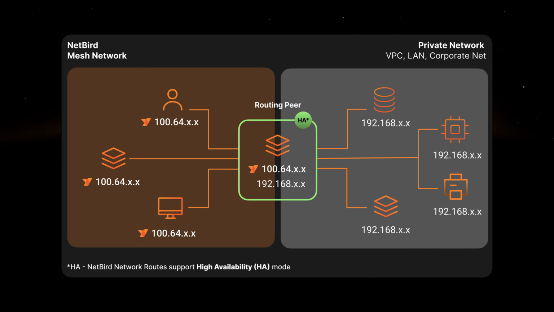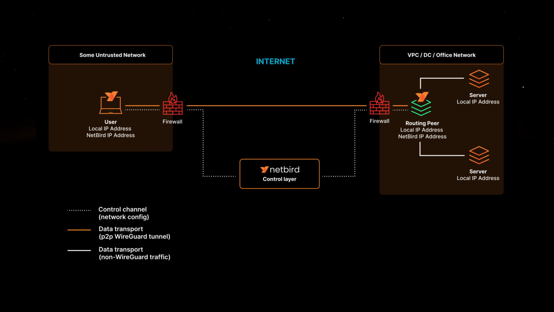Now, a key capability of peers in NetBird is their ability to act as routing peers. A routing peer serves as an entry point into a private network. This means you can designate an existing machine to be a routing peer or simply follow the installation instructions to get one set up.